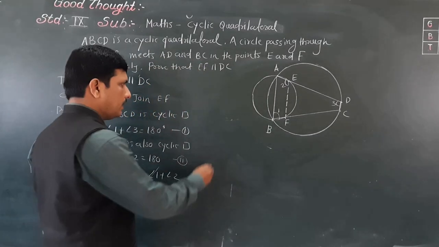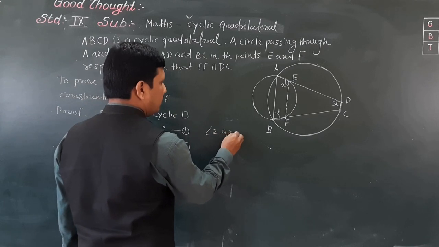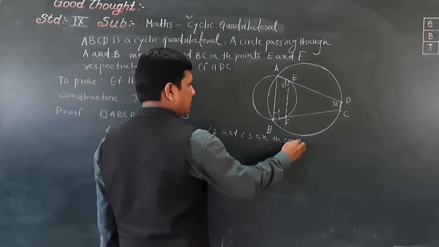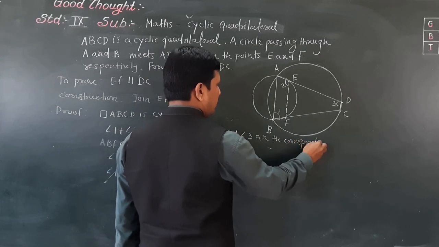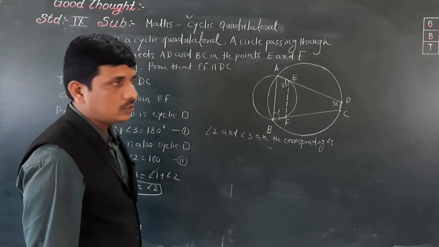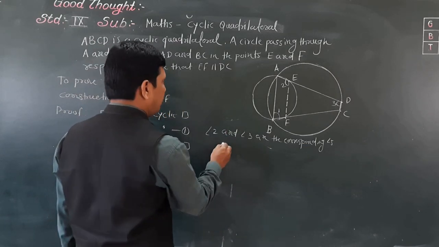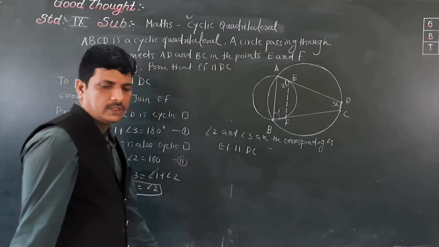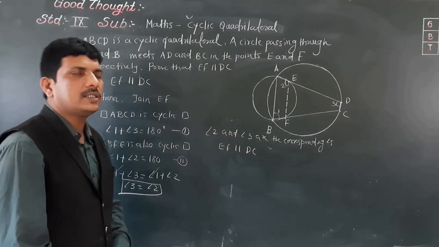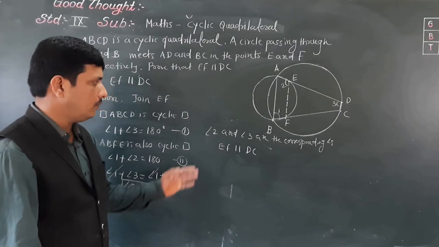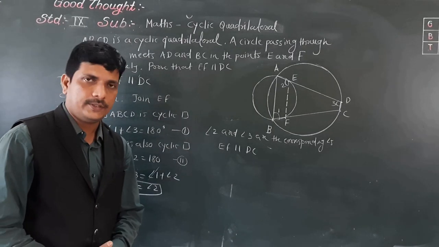So here we can write angle 2 and angle 3 are the corresponding angles. And corresponding angles are equal. So it means EF is parallel. When corresponding angles are equal, when lines are parallel, that time only corresponding angles are equal. So here we can see EF is parallel to DC.